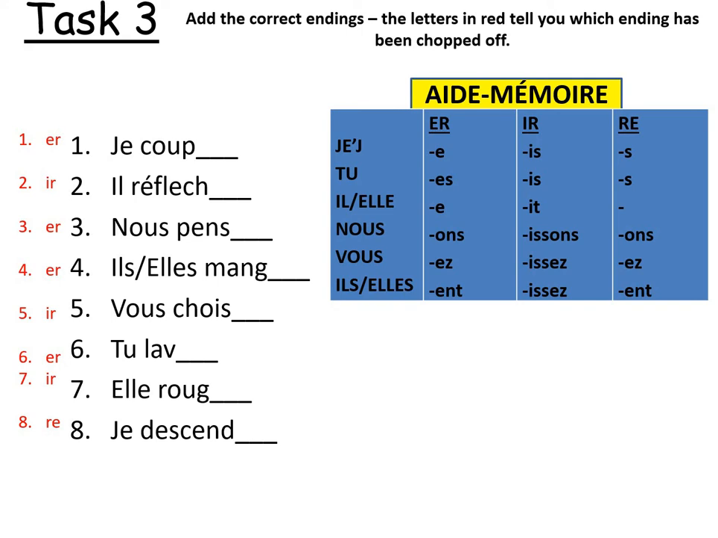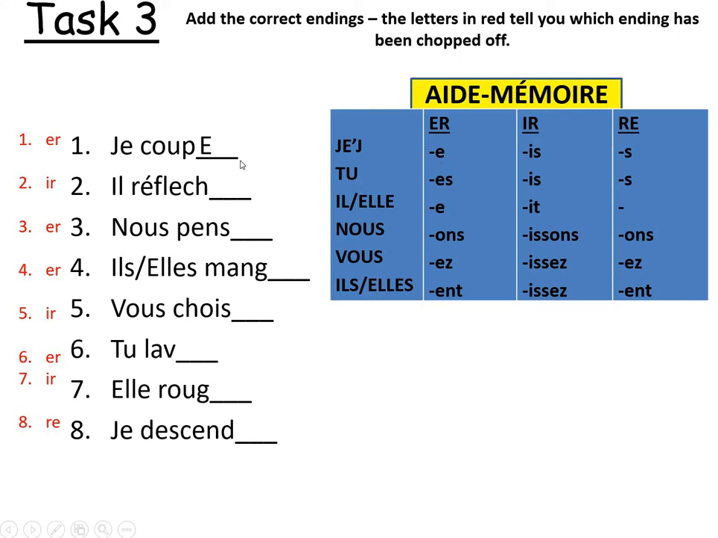Okay, task 3, you're now doing the opposite. So you've got the person, you've got the stem. The bit in red shows you what's been chopped off. So at the end of coupe, it used to be couper. I've taken off the ER, so it no longer means I to cut, but it doesn't quite mean I cut yet until I add the special ending for I with ER verbs. So that would be E, okay?